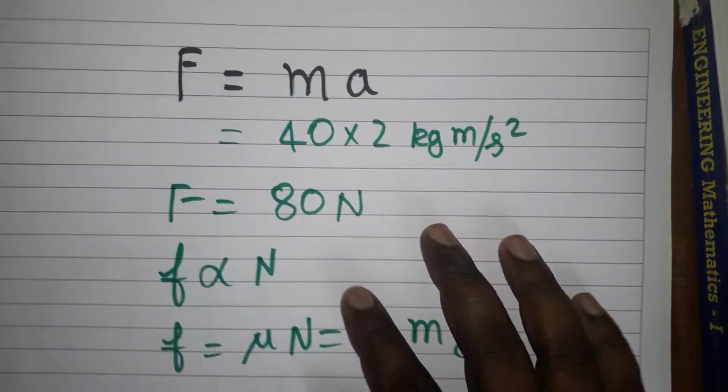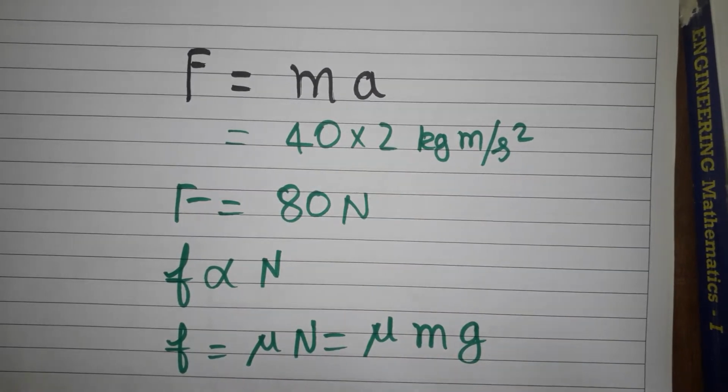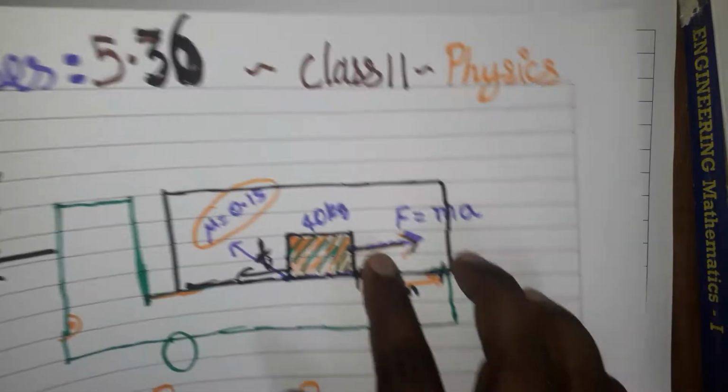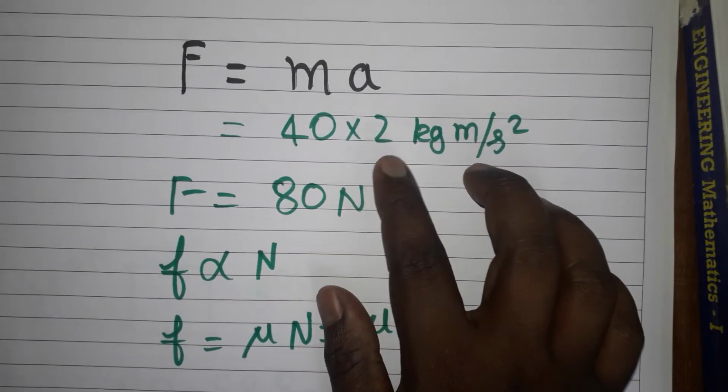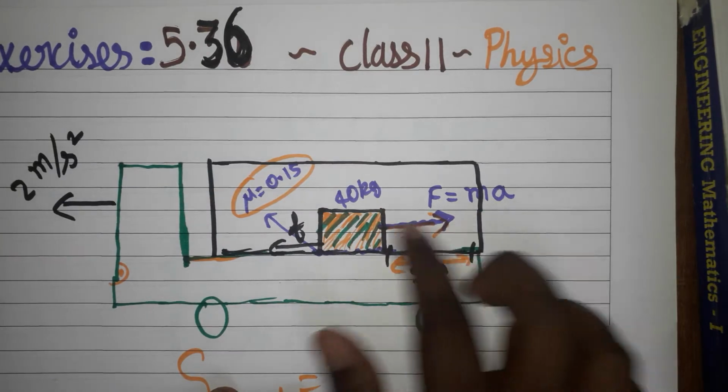Now force is equal to mass into acceleration. Mass of the block is 40. This is the pseudo force which is going to be created at this side. Acceleration is 2 meter per second square. Actually 80 Newton will be created this side.